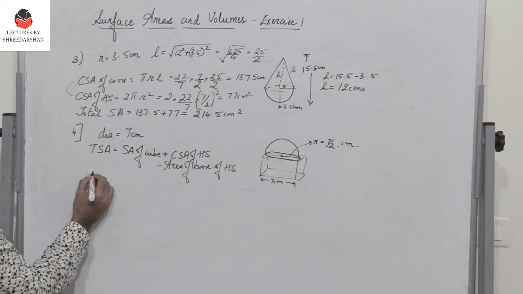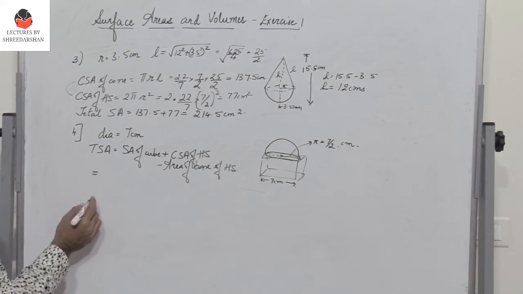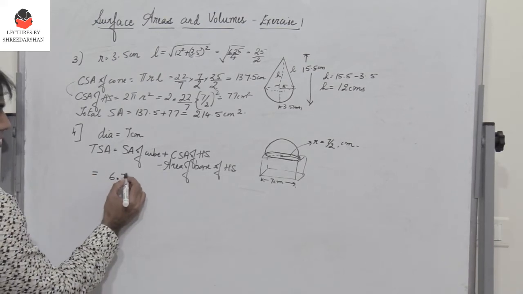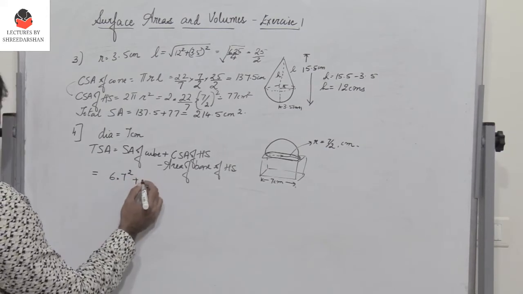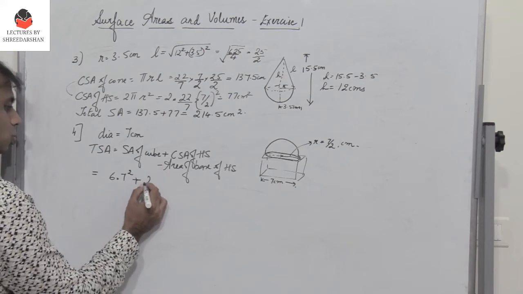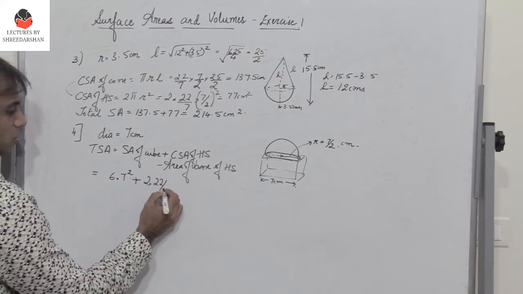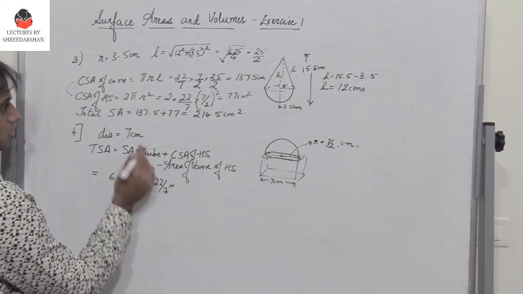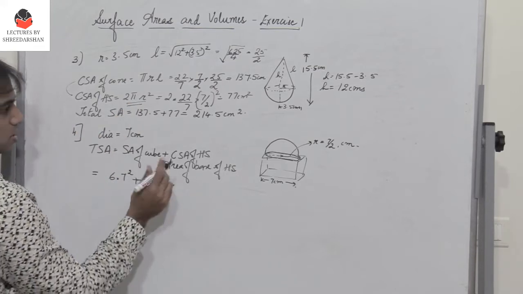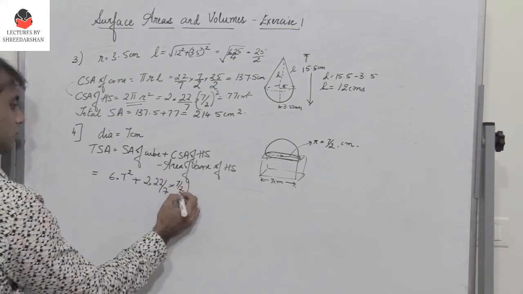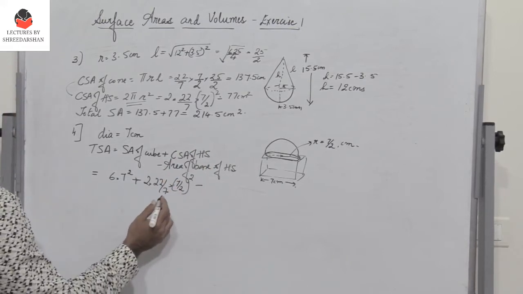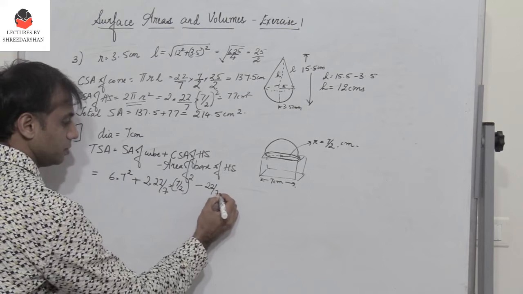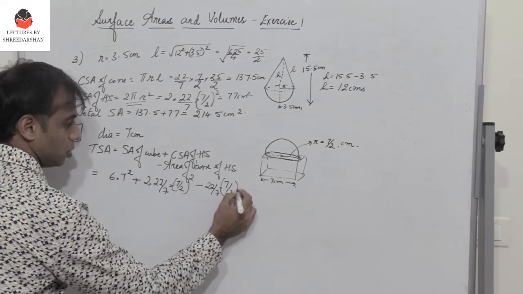So now let's find out the surface area of the cube is of course 6 into 7 square plus what is the curved surface area of the hemisphere? It is nothing but 2 into pi, which is 22 by 7 into r square. See, the formula is here, 2 pi r square. R is 7 by 2 whole square minus area of the base, which is pi r square. So it is 22 by 7 into 7 by 2 the whole square.